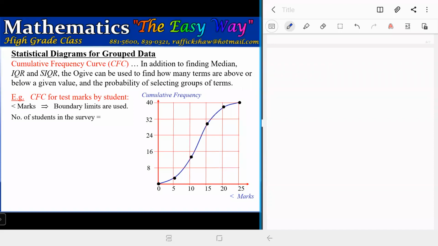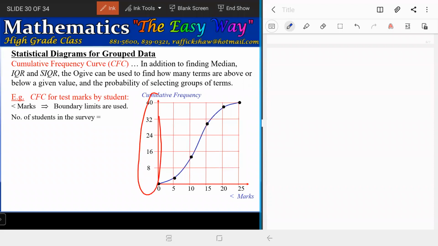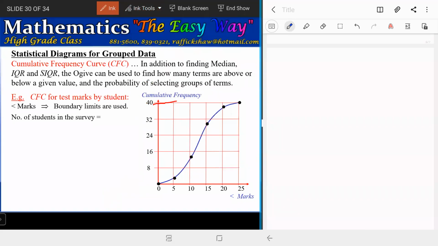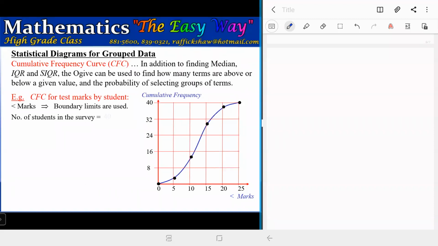40. But remember, these are the students, 40 of them in a line, from the lowest to the highest. From the ones who get the lowest marks to the ones who get high marks at the top. And this tells me that there are 40 students, because the last mark is up at 40. So there are 40 students. All right, go to the answer. There's 40. Next question is, how many students got less than 18 marks?